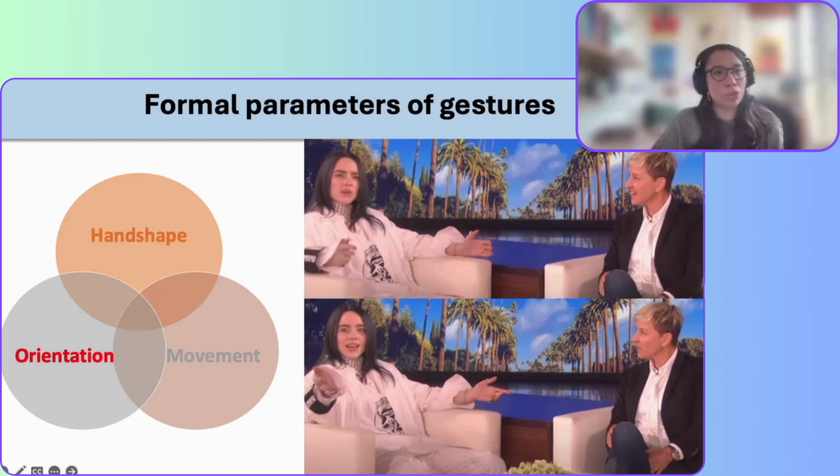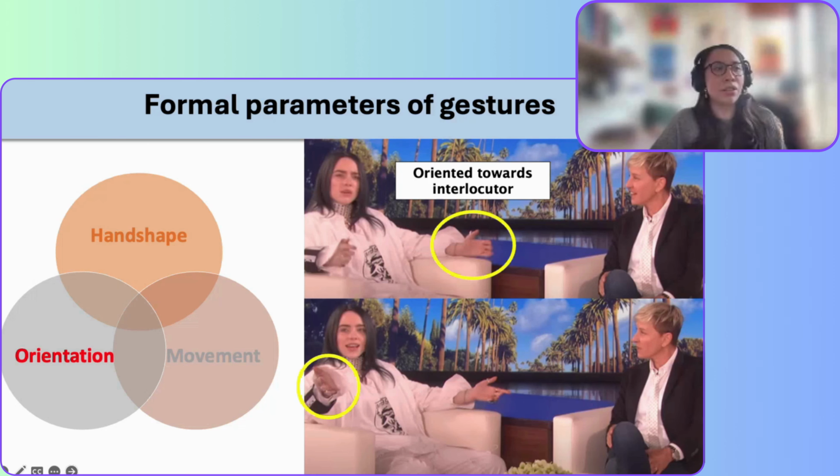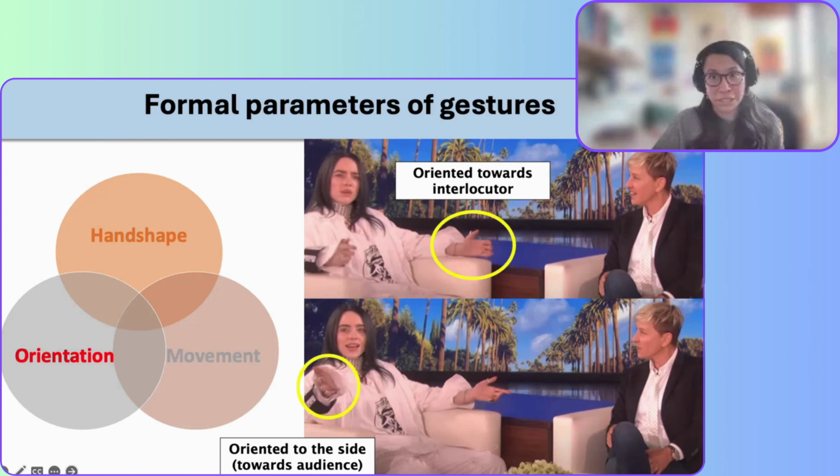So if you take this example from a talk show and you look at the hand right here and there, the only difference is, well, left and right, of course, but also in terms of orientation. So the first one is oriented towards the interlocutor, right, the host, while the other one is clearly oriented to the side, probably the audience there that is present during the talk show. So again, orientation can really matter, especially in a conversation where you may address or not address the interlocutor, and you may do so with a specific orientation.